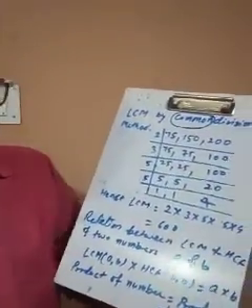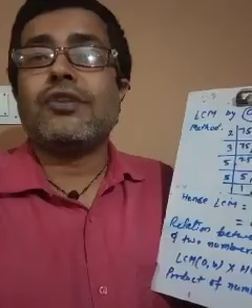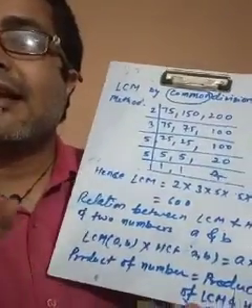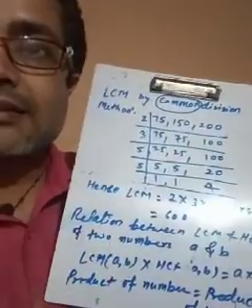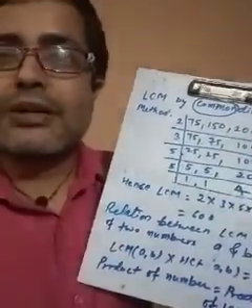Now further, what do I do? I go for the relation between LCM and HCF. This is told only for 2 numbers, not more than 2. You have to remember this. The relation between LCM and HCF and the numbers is defined only for a group of 2 numbers. So what is that relation?